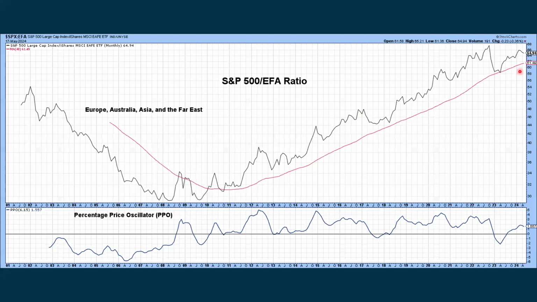Then we look at a monthly chart of the S&P and another global area with stocks in Europe, Asia, Australia, and the Far East, showing that the S&P continues to outperform. This is a monthly chart, and so we're above a long-term trend. We're rolling over a little bit with the percentage price oscillator, but again, it can take some time for this indicator to actually move, and we just want to keep an eye on this longer term.